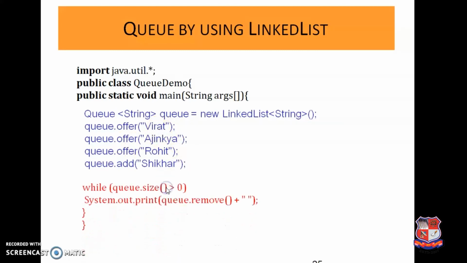Then after, if we want to remove elements, we can use the size method, which will return the queue size, and if it is greater than 0, we will be able to remove elements from the queue, and it will print all elements in sequence: Virat, Ajink, Rohit, Shikhar.